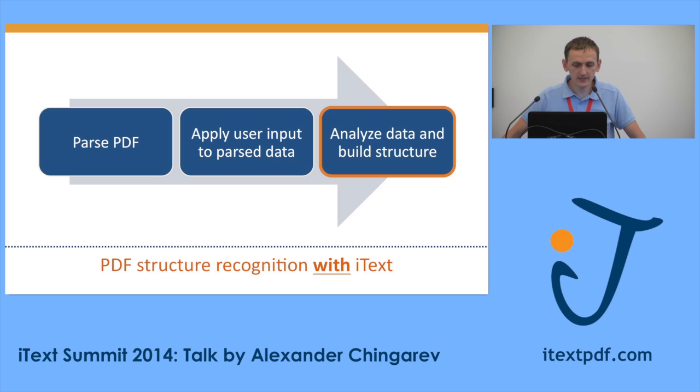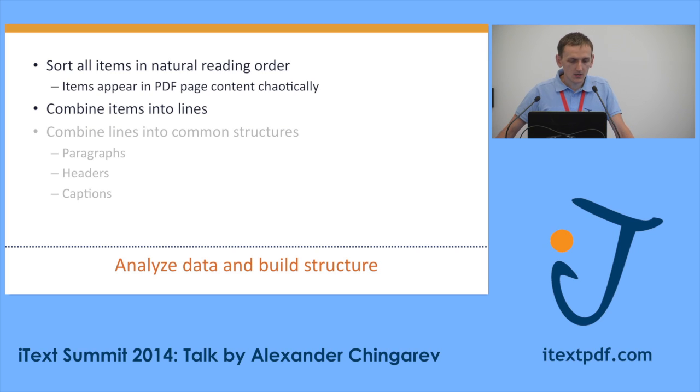And now let's go to our final part of this process. This is analyze data and build structure. So what should we do first? First we need to sort all items in natural reading order. I believe you know that items can appear in PDF page content chaotically. So that's very unstructured, and we need to sort them.